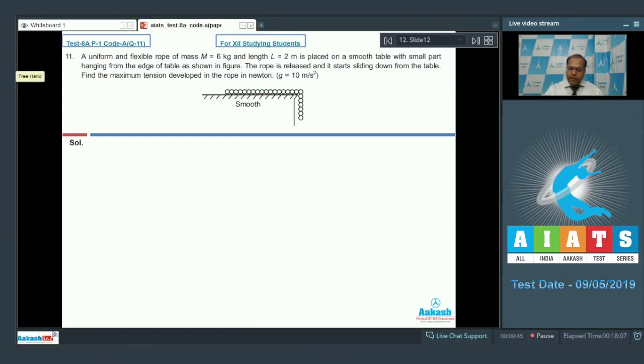So let at any time t, the length of the hanging part of the rope be x. The only gravitational force acting in the vertical direction is (m/L)·x·g, that is the mass of the hanging part into g. So this is the gravitational force acting on the chain. So the acceleration of the chain is (m/L)·x·g divided by total m. So this comes out to be gx/L.